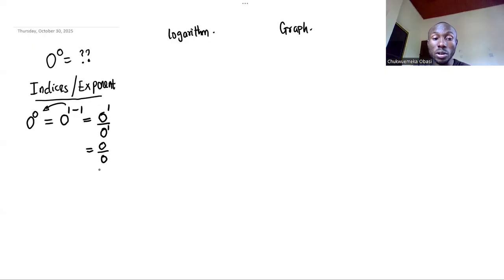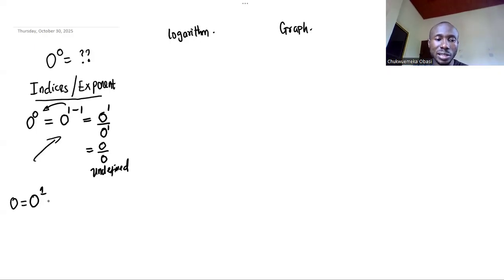This is undefined, right? Perfect. So does it mean that 0 to the power 0 is undefined? We are going to see that in a moment. Now, let us try to use this concept to prove something that we already know, which is 0 to the power 1. We know it is the same as 0, right? Even my high school student knows that 0 to the power 1 is 0. But let us see if we can use this concept to prove that.